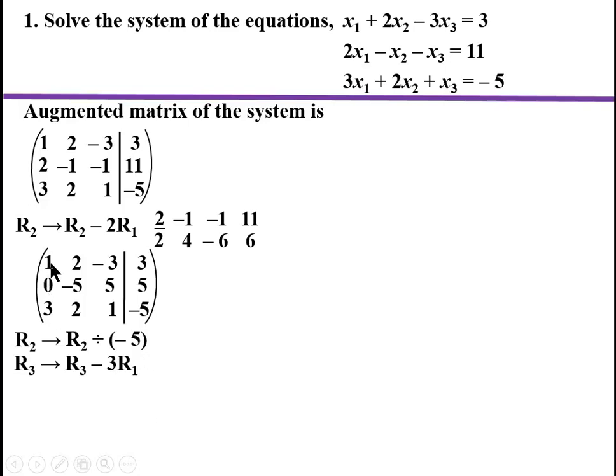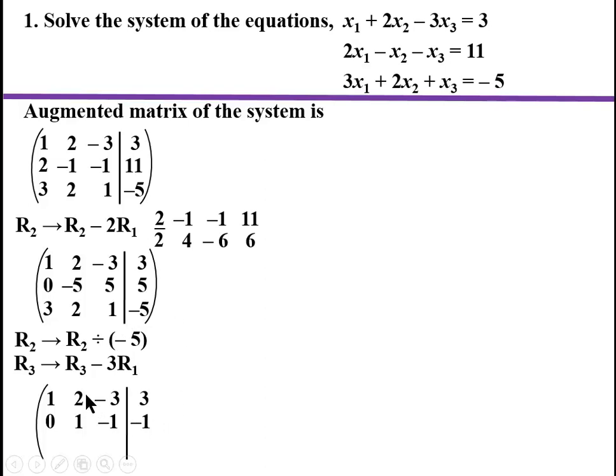So we multiply row 1 by 3, since when you multiply this by 3, 3 minus 3 will give us 0. So starting from the second row now, we maintain the first row. Row 2 becomes row 2 divided by -5. 0 divided by -5 gives 0. -5 divided by -5 gives 1. 5 divided by -5 gives -1, and 5 divided by -5 gives -1.